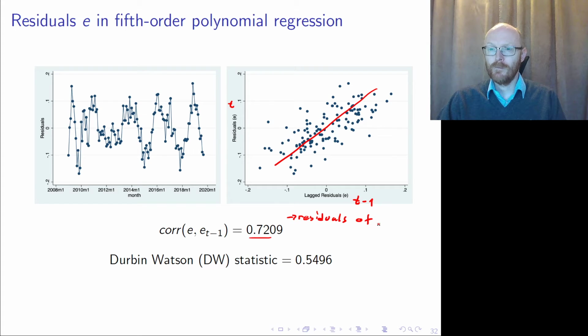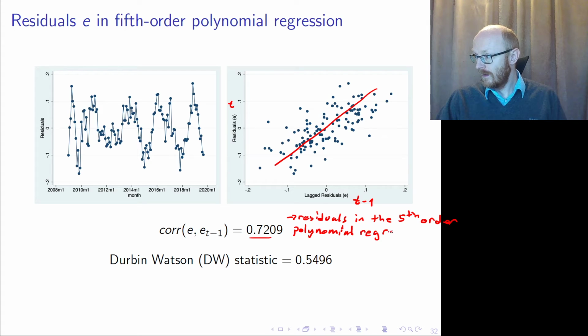This means that the residuals in the fifth order polynomial regression are dependent.